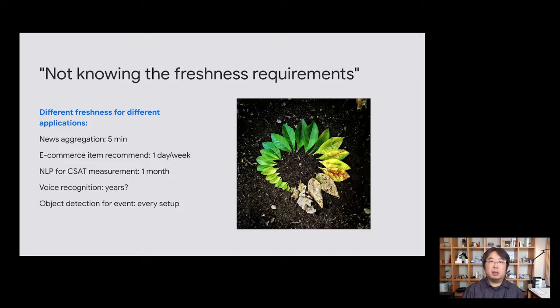And another anti-pattern we have to solve in production systems is the freshness requirements. Not knowing the freshness requirements is another anti-pattern. What is freshness requirements? This is the interval at which you want to retrain the model based on each business requirement. For example, if you are training a model for a news aggregation site, maybe you want to retrain the model every 5 minutes or maybe 10 minutes. Whereas for other use cases, such as recommendation systems for e-commerce, maybe it can be a longer interval, like the model can be retrained every day. Or for other use cases, like natural language processing or voice recognition, maybe you can just retrain the model every 1 month or every year.